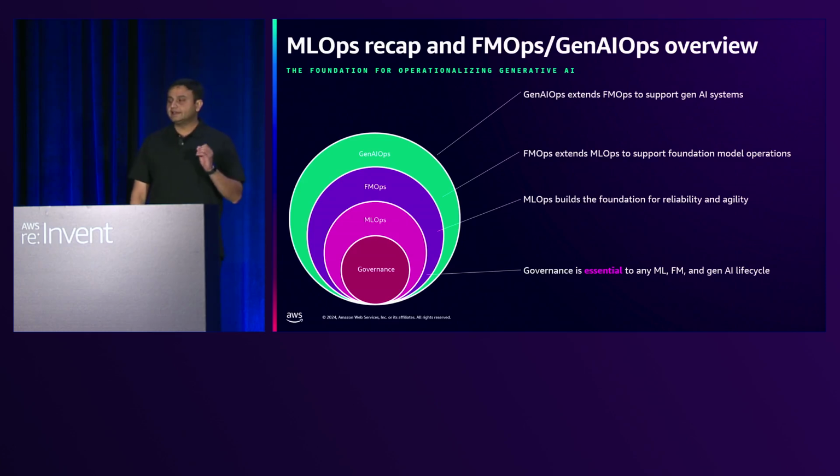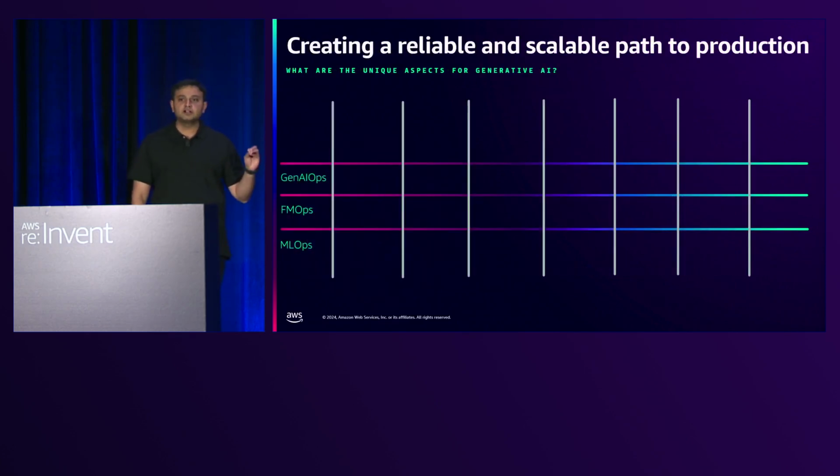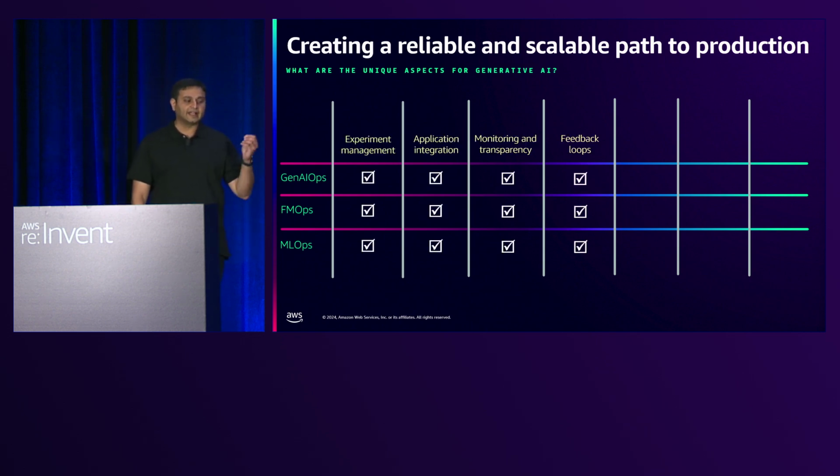So to quickly recap, there are certain capabilities that are common across MLOps, FMOps, and GenAIOps, like experiment tracking, integrating your model with the application, monitoring the behavior of the model after it's deployed to production, and incorporating feedback loop based on the human response.